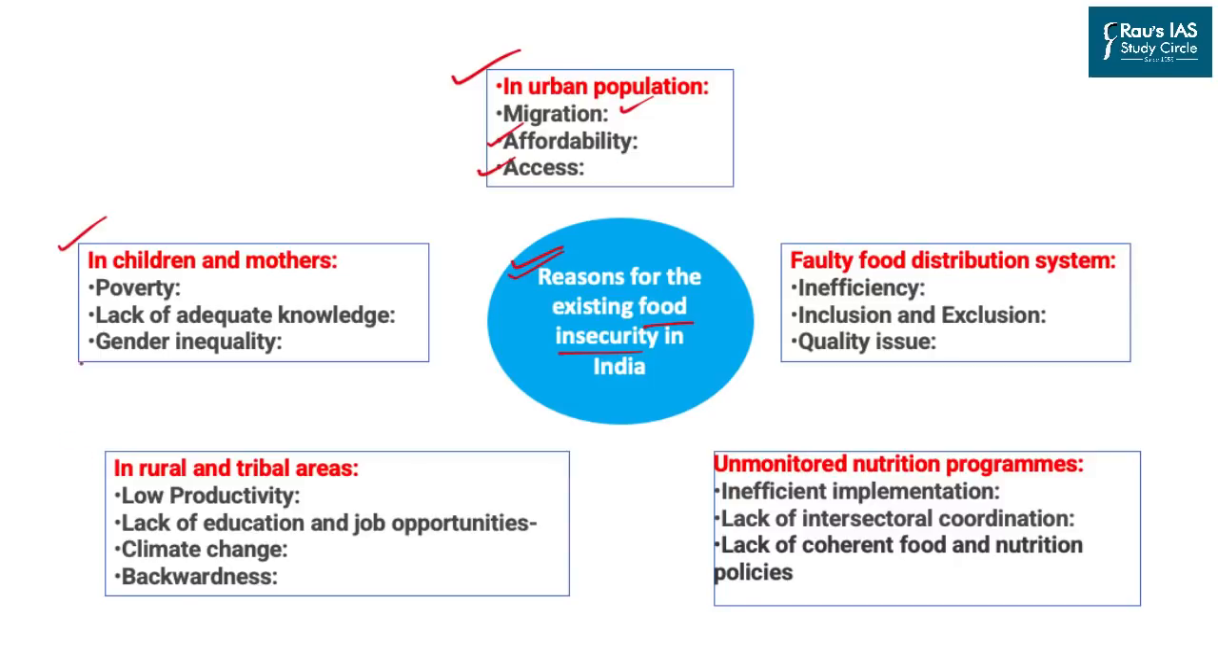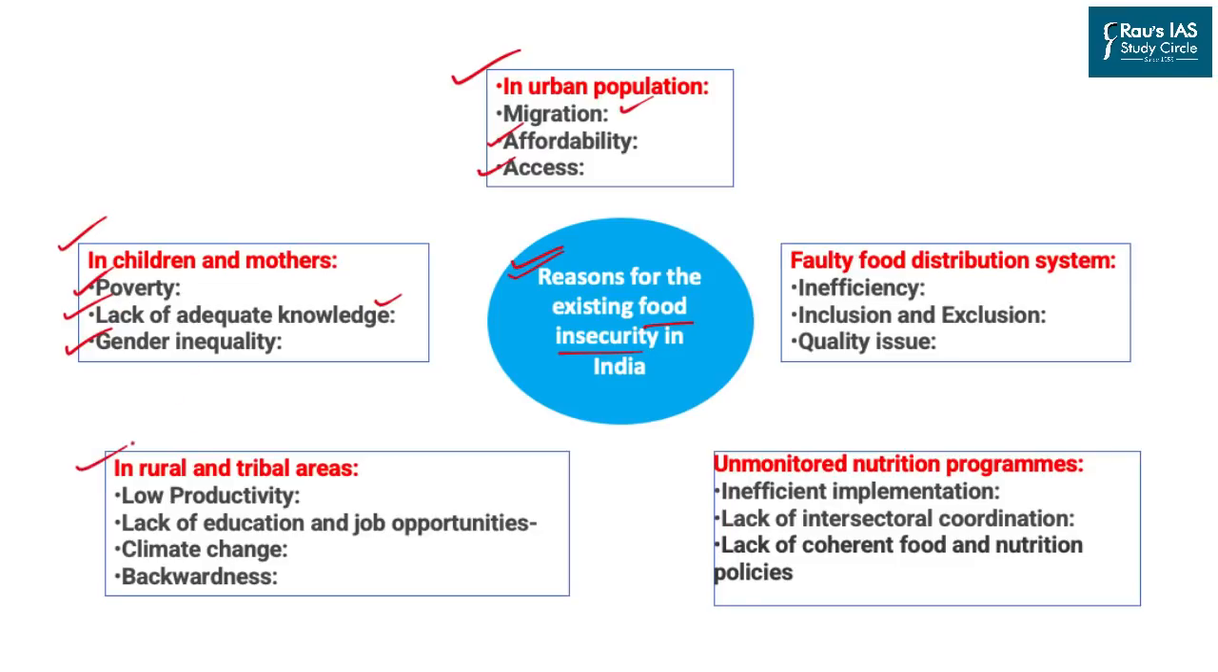When it comes to children and mothers, we have, of course, the universal problem of poverty. We have lack of adequate knowledge among mothers, and this knowledge includes knowledge of breastfeeding as well as knowledge of providing the right nutrition to their children. And lastly, we have the issue of gender inequality, where women are not provided ample space to utilize their authority while making decisions in their homes.